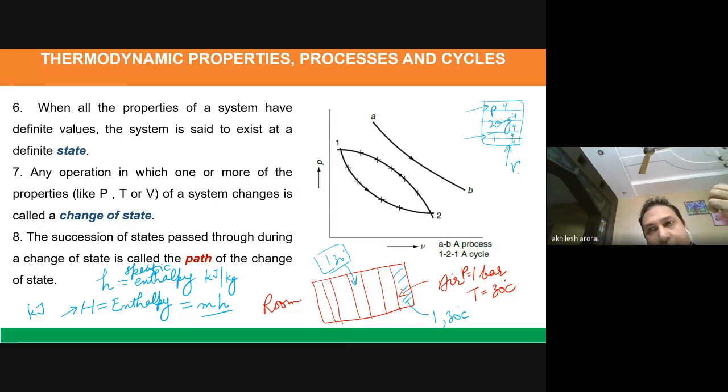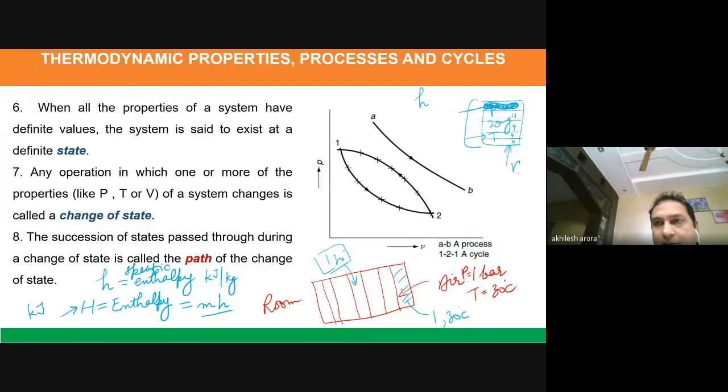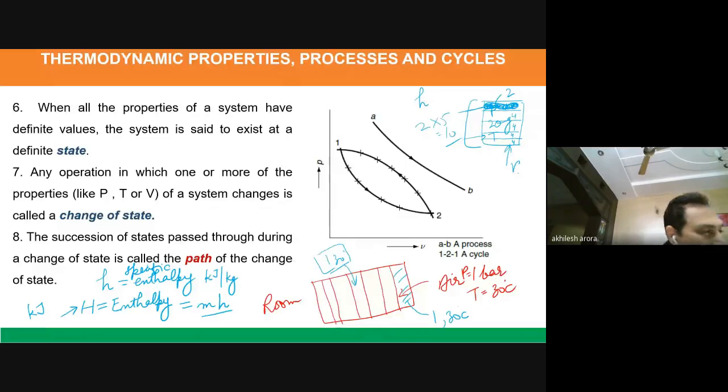But if you talk about the enthalpy, suppose H. If you take this particular partition, the upper partition, and the enthalpy here is say 2, and there are 5 such partitions, what will be the total enthalpy? I will multiply 2 and 5, so it will be 10. The moment the mass is increasing, the enthalpy is increasing. So enthalpy is an extensive property. That is what I wanted to tell you people.